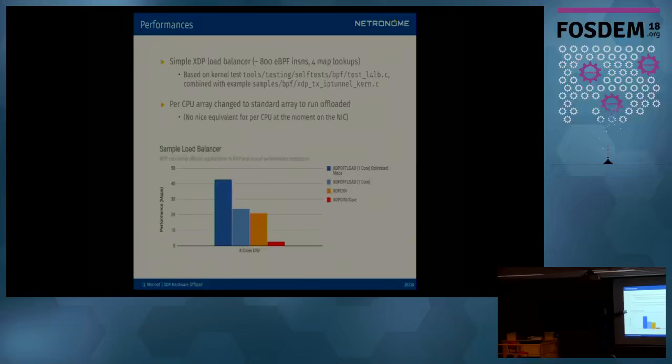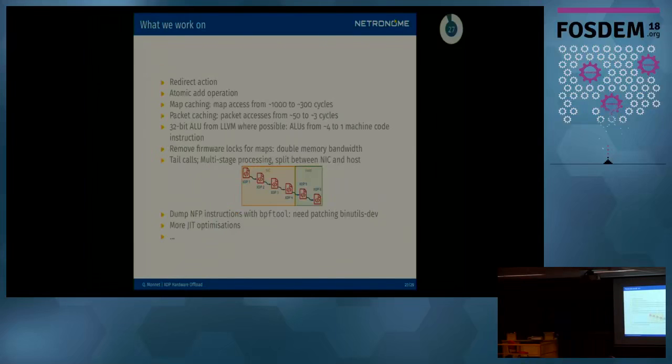We just removed per CPU array maps. You have this in eBPF. We don't support that in the card, so we are using simple maps instead, simple array maps. And so with all of this, with what we have on the card, on the kernel, we are attaining more than 40 million packets per second. So that's pretty good for now.